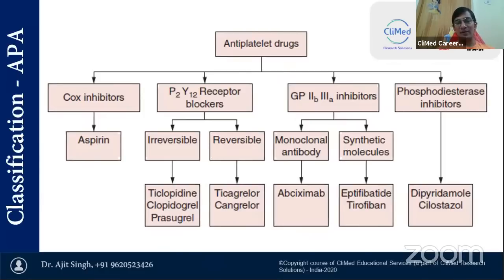Then the second category is P2Y12 inhibitors, or ADP conversion inhibitors. We also call them P2Y12 receptor blockers or ADP antagonists. These ADP antagonists are nothing but clopidogrel, ticagrelor, or prasugrel. Clopidogrel and prasugrel are the older drugs, and recently they have launched drugs with a reversible effect. Clopidogrel and prasugrel do not have a reversible effect on platelets, but the newer drugs are ticagrelor and cangrelor. Cangrelor is not yet in the market in India at least, but ticagrelor has been in the market for the last 2 to 3 or 4 years, and it is very effective and a good drug over clopidogrel and prasugrel, right?